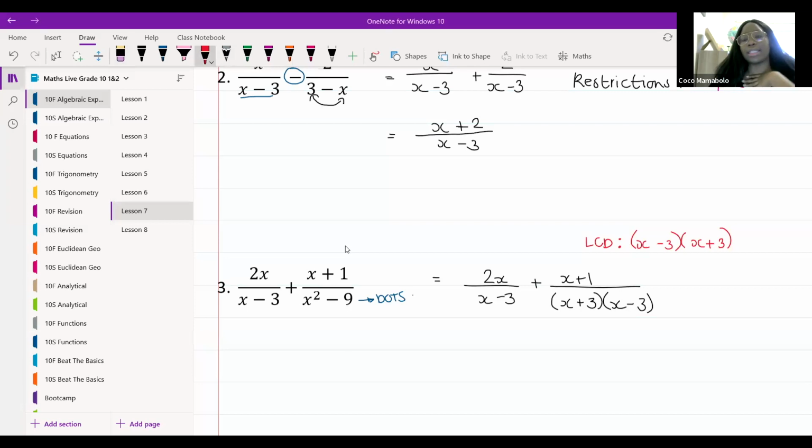Let me ask a simple question. Let's say, for instance, that x was actually equal to 5. If x is equal to 5, I'm going to get 2 over here, because 5 minus 3 is equal to 2. But over here, I'm going to get 5 plus 3, which is 8, times 5 minus 3, which is 2. So my two denominators would be 2 and 16. Between 2 and 16, what is my LCD?